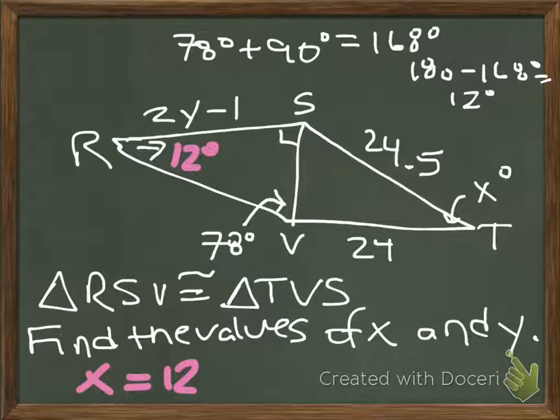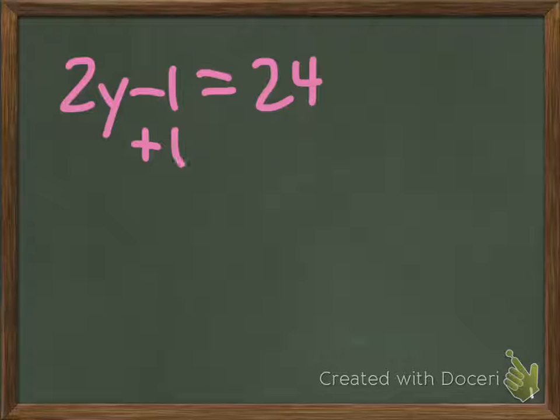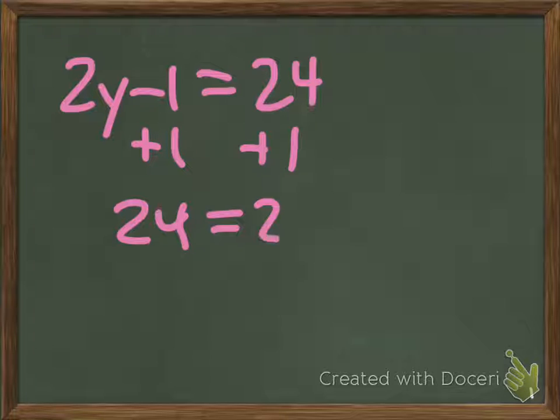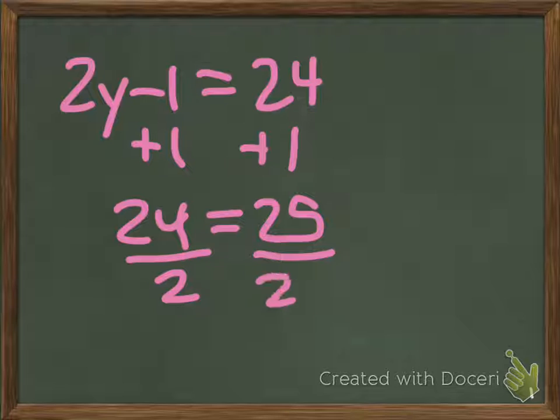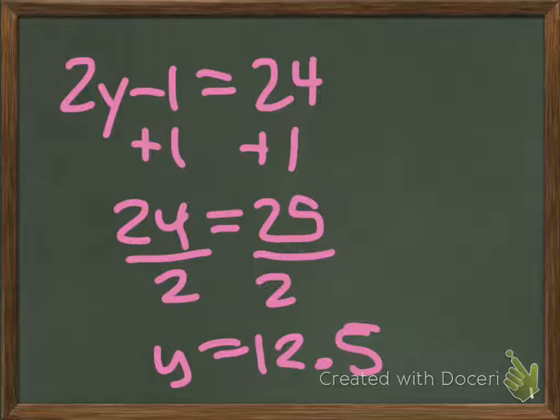Then we look at the sides. Then we need to find the corresponding sides. So side RS is going to be corresponding with side VT. So we can put them equal to each other and solve that way. So 2y minus 1 equals 24. So 2y equals 25. So y would be 12 and a half. And that gives us x and y.